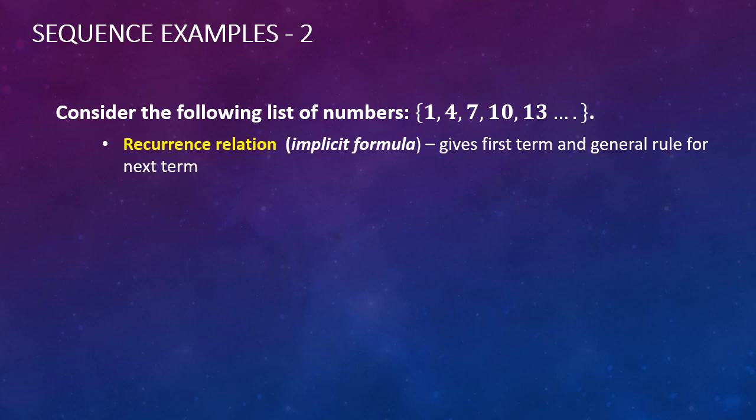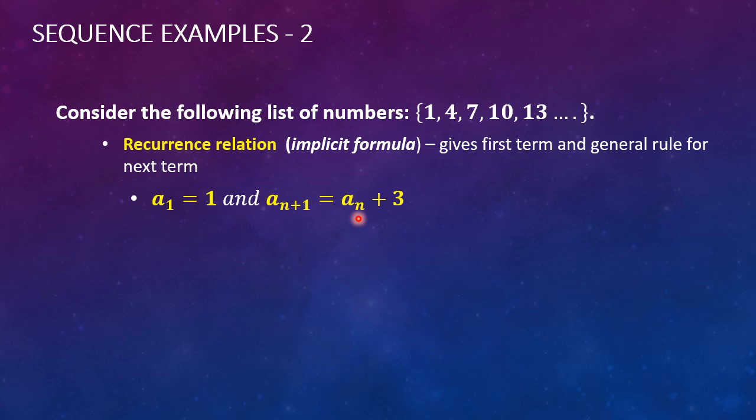A recurrence relation, also known as an implicit formula, gives the first term and a general rule for finding the next term. So we can see in here that our first term is equal to 1, and to find our next term, we're going to add 3 to that previous term. So here we would say the recurrence relation is that a sub 1 equals 1, and a sub n plus 1 equals the previous term, a sub n, plus 3.